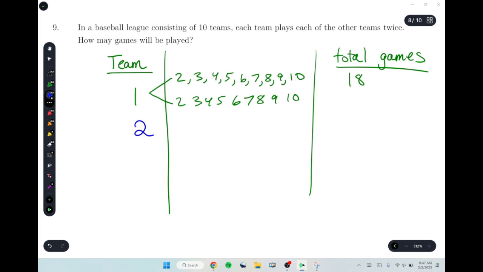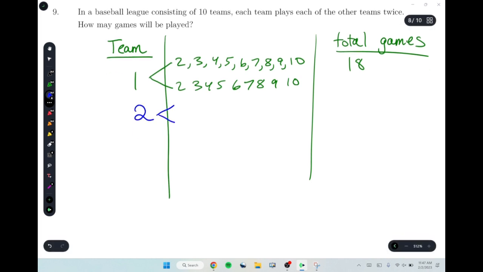Okay, now let's hop over to Team Blue. And by that I mean Team 2. How many games does Team 2 have to play? 3, 4, 5, 6, 7, 8, 9, 10. Do we need to write 1 in there? Why not? Because right there they've already played 1 twice, right? They've been taken care of. So we'll do it again. 3, 4, 5, 6, 7, 8, 9, 10. And how many games do they play? And I think we got our pattern.